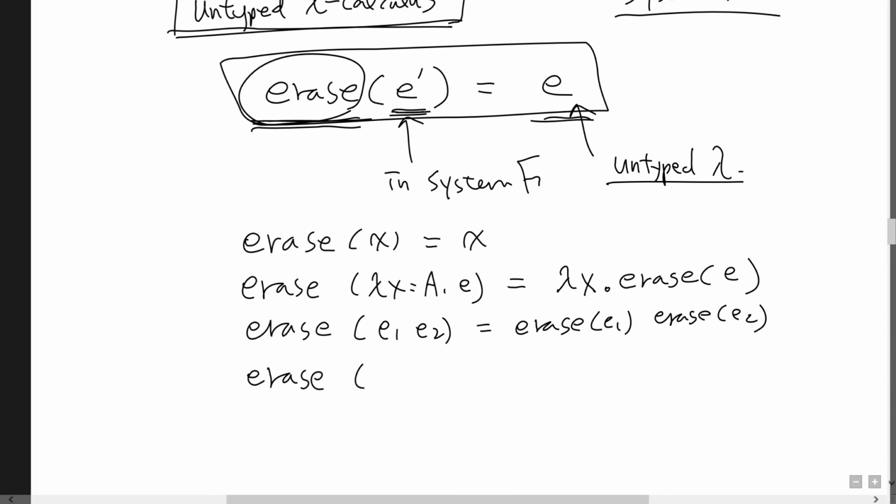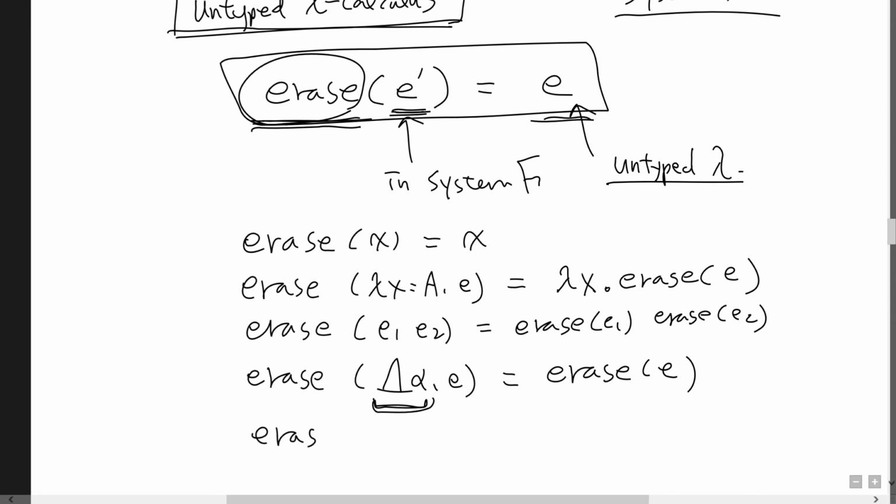What about this type abstraction? And this type abstraction is not found in untyped lambda calculus. This is purely the construct that is dedicated to type. So we erase this type abstraction. So it's going to be just erase E.